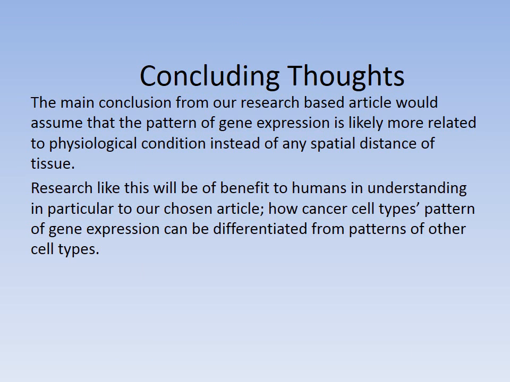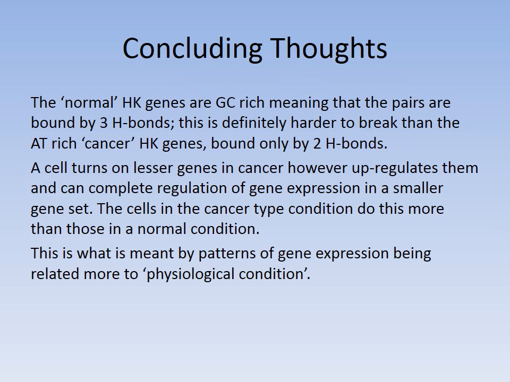The main conclusion from our research-based article would assume that the pattern of gene expression is likely more related to physiological condition instead of any spatial distance of tissue. In RNA sequencing, there were 847 cancer HK genes and 2,594 normal HK genes. So this means cells had to turn on fewer genes in cancer by upregulating them. This variable expression regulation caused diverse cancer cell types to complete regulation with a small set of genes.